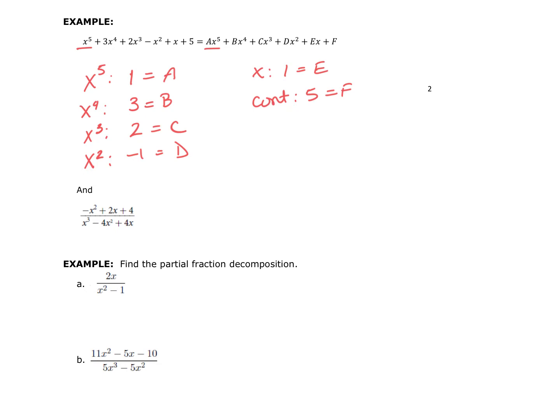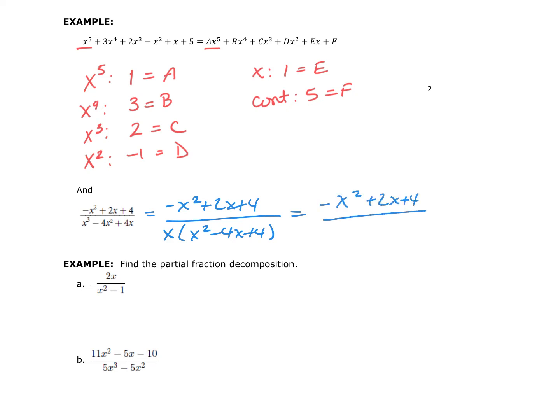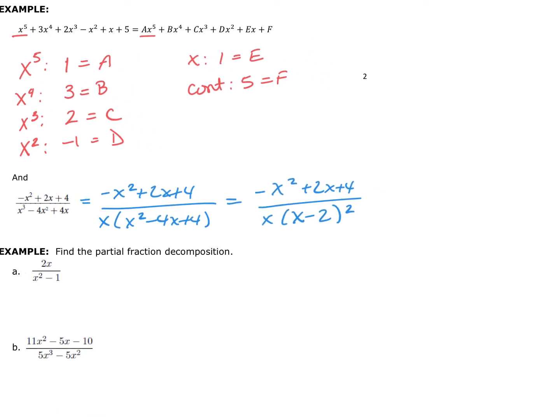So if I take a look at my next example, and I want to do the partial fraction decomposition, then the first thing I'm going to do is factor the denominator. So I have negative x squared plus 2x plus 4 all over, factoring out an x, I'm going to have x squared minus 4x plus 4. This factors again, so I have negative x squared plus 2x plus 4, and then the denominator, I'm going to get x times x minus 2, the quantity squared.